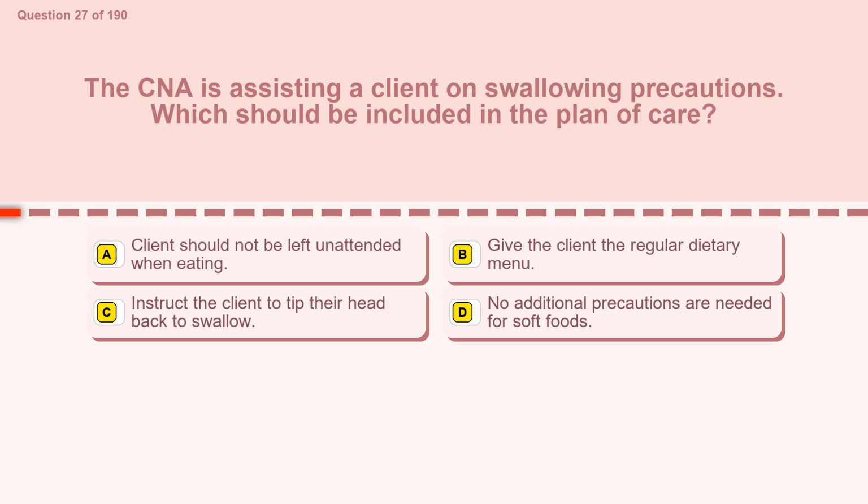Question 27. The CNA is assisting a client on swallowing precautions. Which should be included in the plan of care? Option A, client should not be left unattended when eating. Option B, give the client the regular dietary menu. Option C, instruct the client to tip their head back to swallow. Option D, no additional precautions are needed for soft foods.